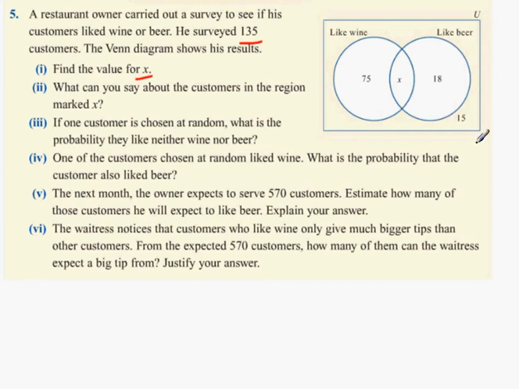So 33 plus 75 is 108. 108 is short of 135. So take them away, and what do we get? 27. By having 27 in the middle, all the numbers have to add up to 135.